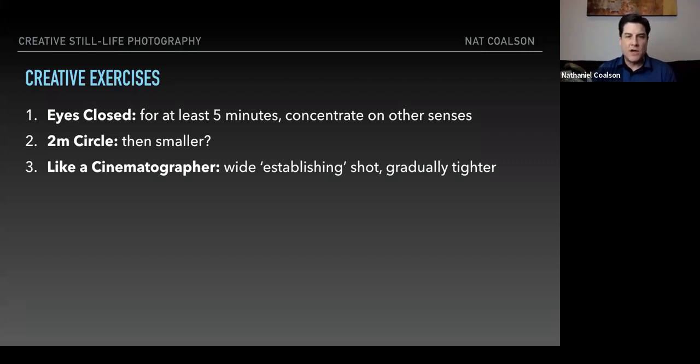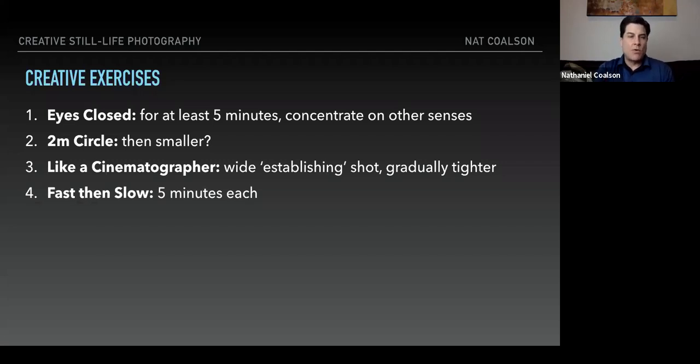Working like a cinematographer. This is one we do a lot in my workshops, where you start with a very wide establishing shot where you get kind of the whole thing in and gradually get tighter and tighter. This is one of the things that I'm doing with the macro shots with the glass and the foil, right? Starting with something big and then seeing how, as I get tighter and tighter, the compositions become stronger.